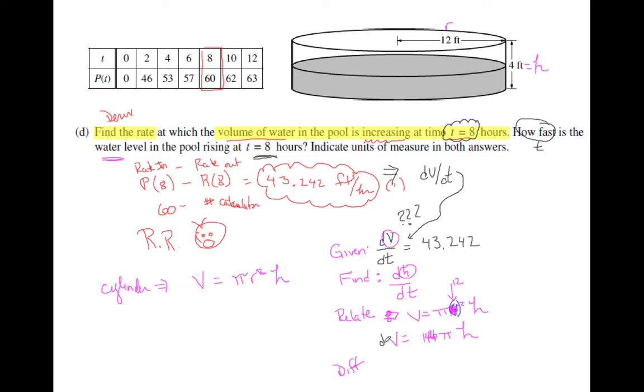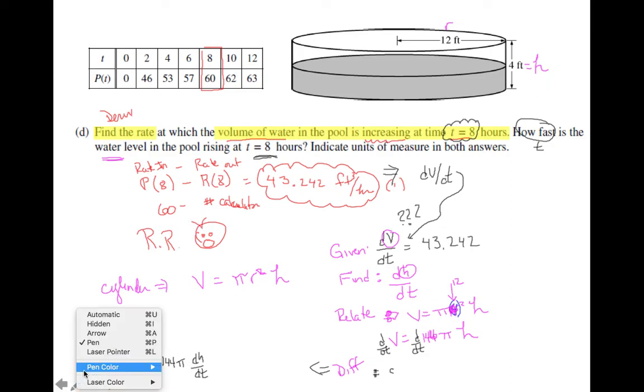So after the find step, you're supposed to relate, which we did already. Relate V and H. Hello, that is the volume of a cylinder. What's true about the radius of a cylinder? It remains what? Constant. So this is 4 squared. So volume equals 16 pi h.